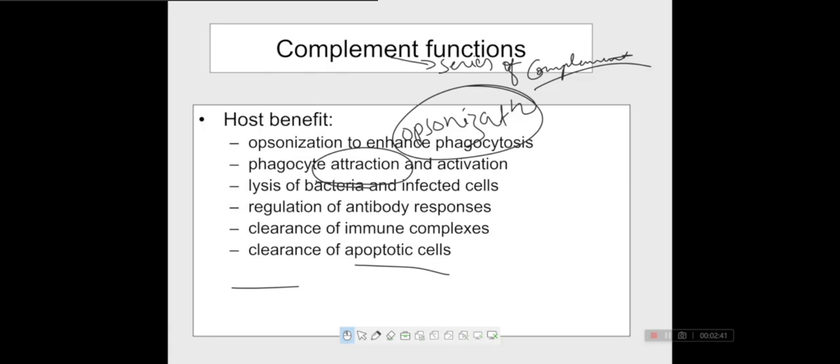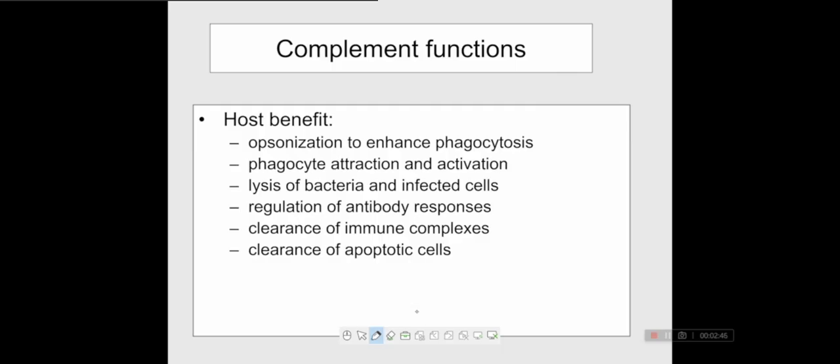Next, what is the function of the complement system? The main function of the complement system is opsonization to enhance phagocytosis. I already discussed this in the previous slide. Another function is phagocyte attraction and activation.